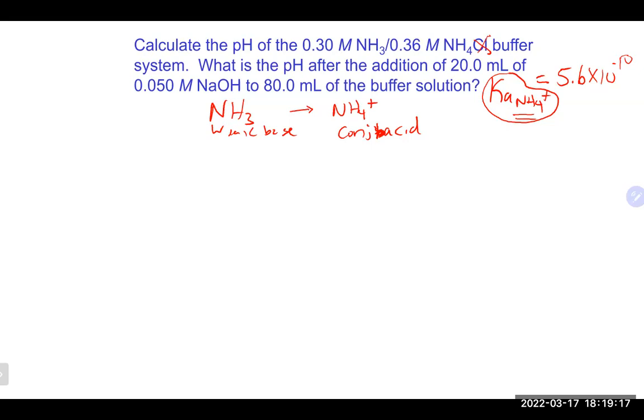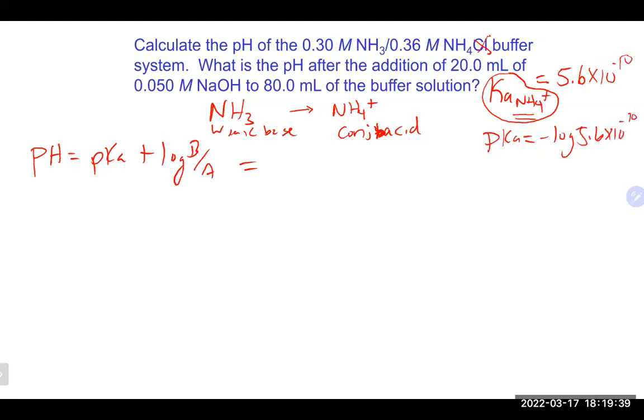That means since this really is a buffer, we could go right into the Henderson-Hasselbalch equation, which is pH equals pKa plus the log of the base over the acid. Here, we would want to get the pKa value, which is minus the log of 5.6 times 10 to the minus 10. That hopefully should give us 9.25, I believe. Let's see here.